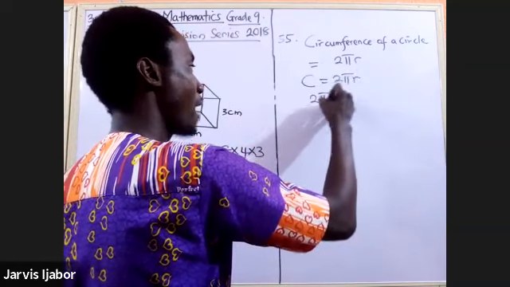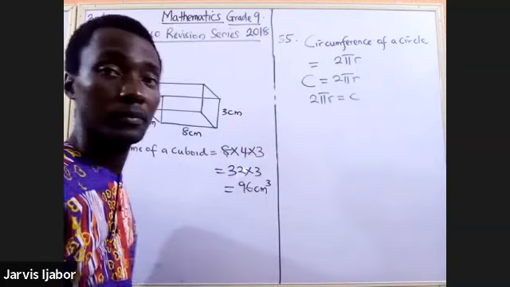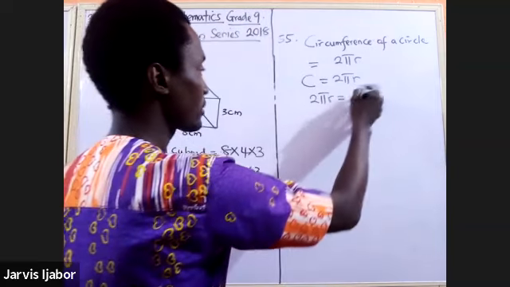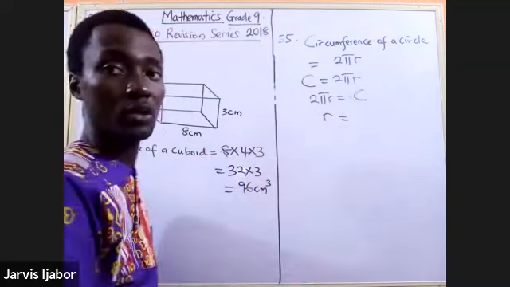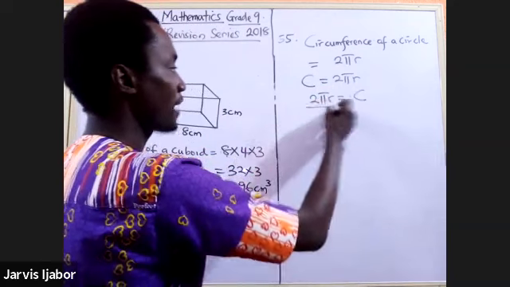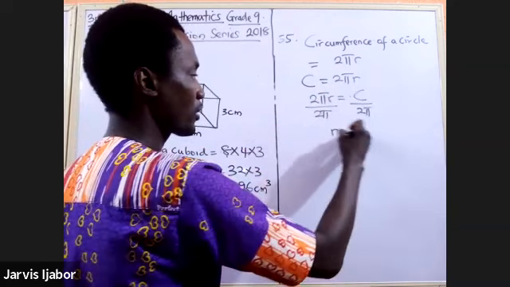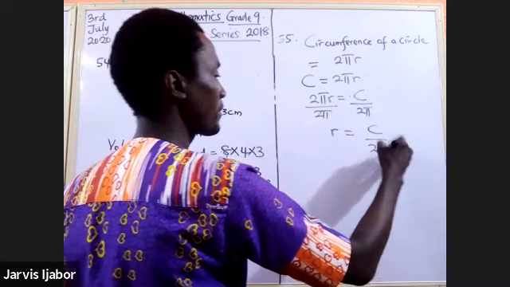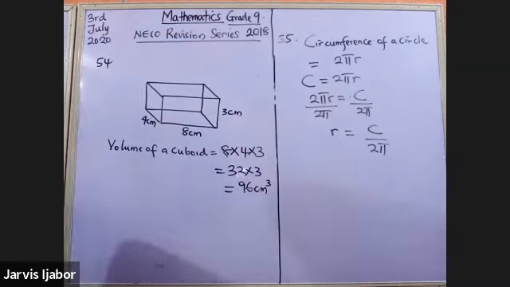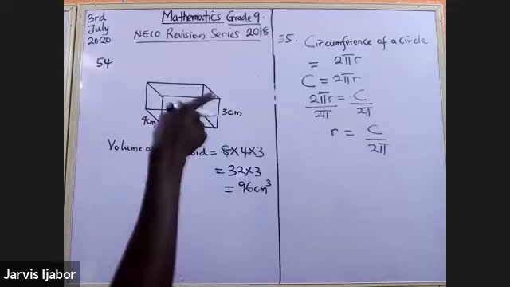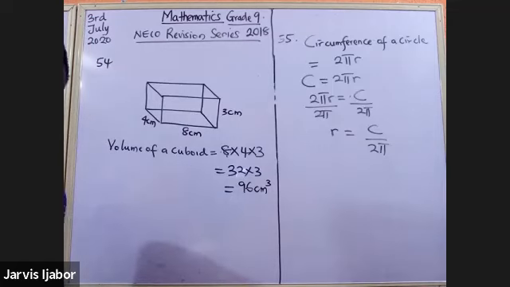2 pi r will be equal to C, meaning that r will be equal to what? You divide both sides by 2 pi, and your final answer becomes C over 2 pi. I decided to take this approach because it is the right thing to do. You must make the radius the subject of the formula before you start solving.